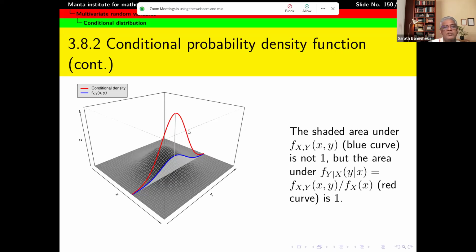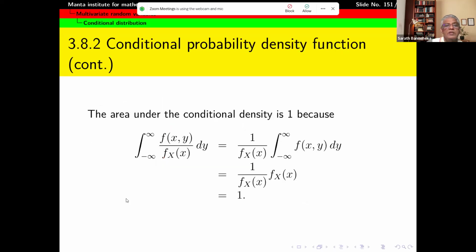So therefore, this is the conditional distribution of y, the conditional density function of y given x is equal to some value, simple x, for example, x naught. We can easily prove that when you divide this function by the marginal and integrate, you get 1. The area under the conditional density is 1 because this is the joint density at x, and if you divide by the marginal, this is what you get as the conditional density.